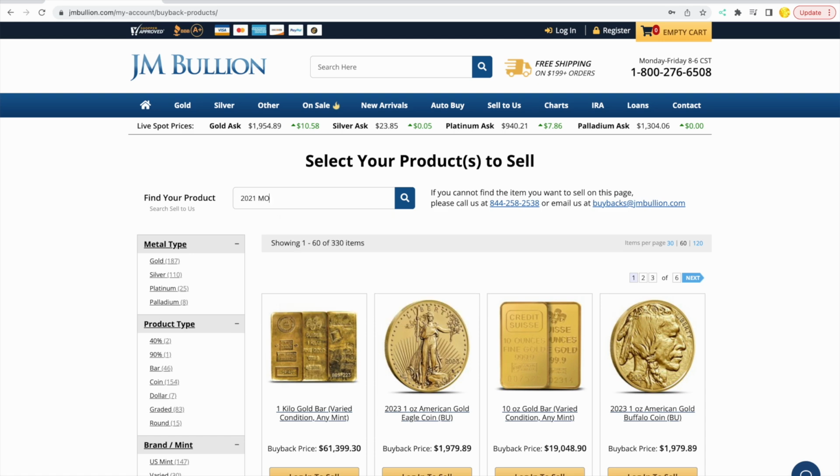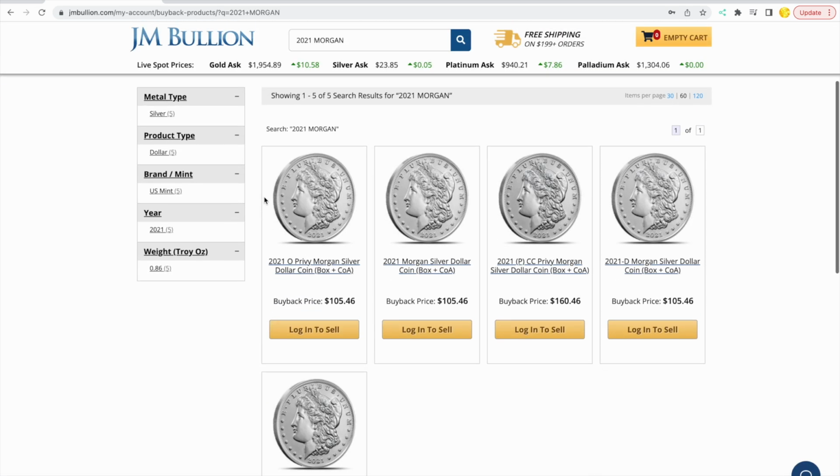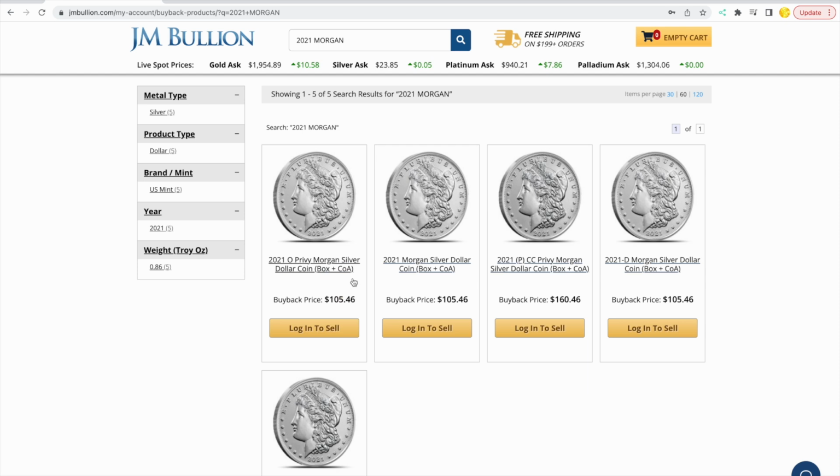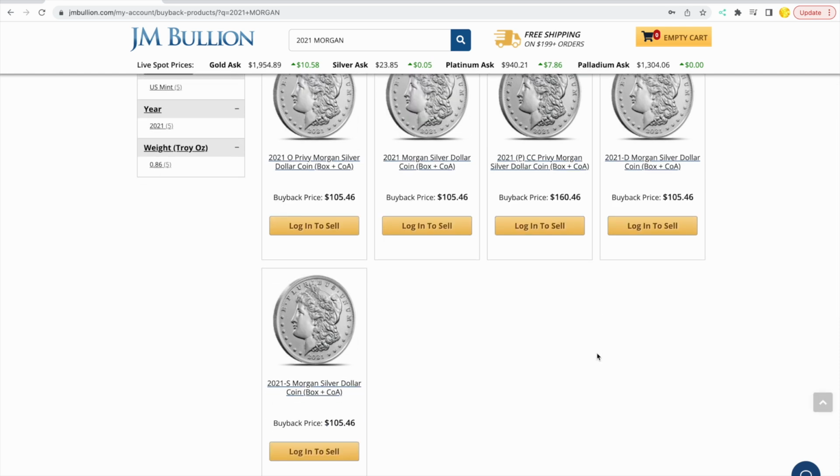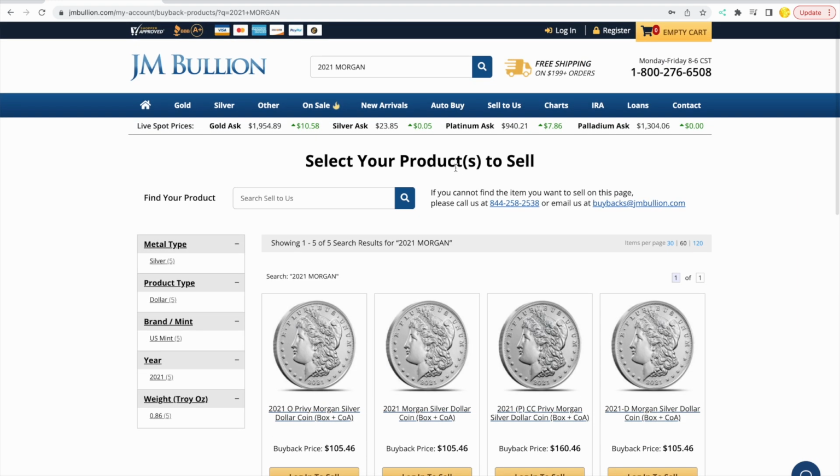2021 Morgan. Are they buying them? Yeah, okay. They're paying 105, well under market. They're paying 160 for the Carson City. If you remember, in the early days, those sold for $400, and then they dropped down to well below that, in the hundreds. 105 for the D, and 105. Okay. Let's see if they're buying the Peace dollars just to check it out. 2020. What happened?